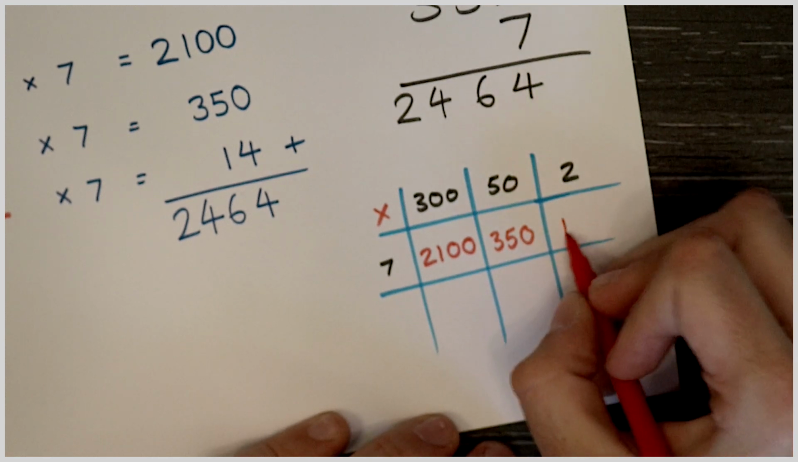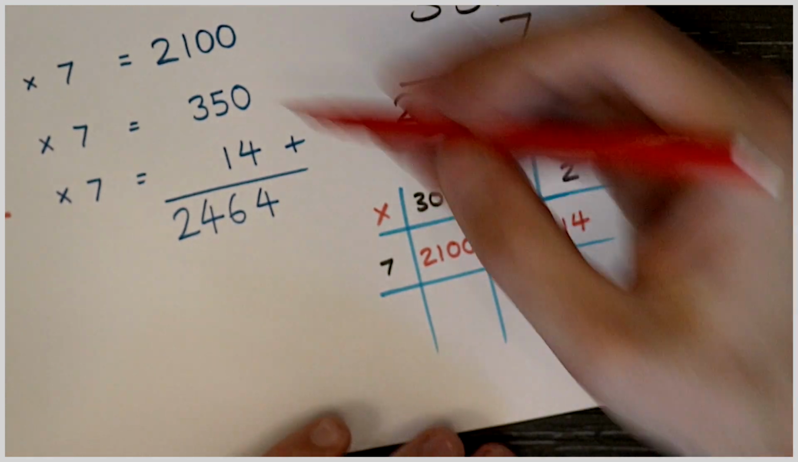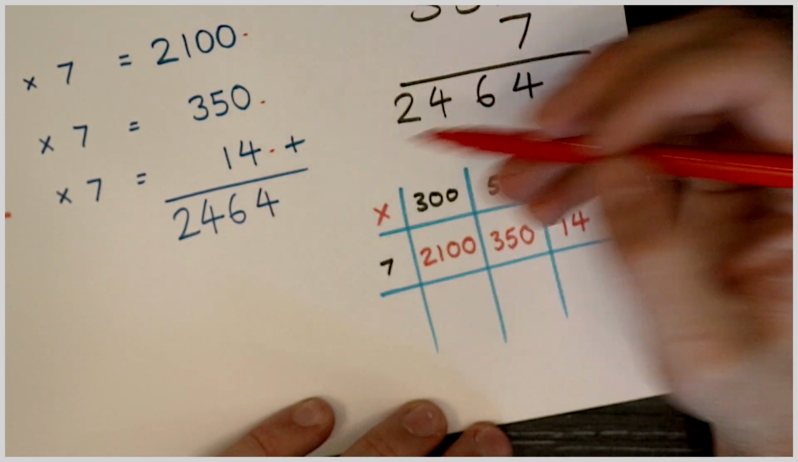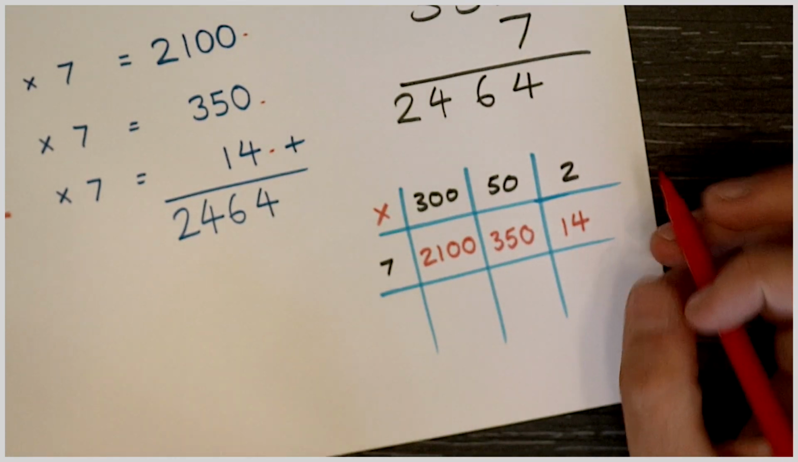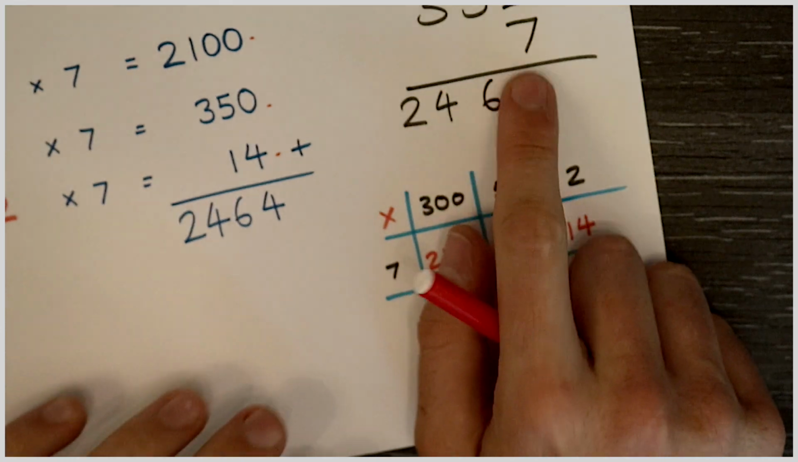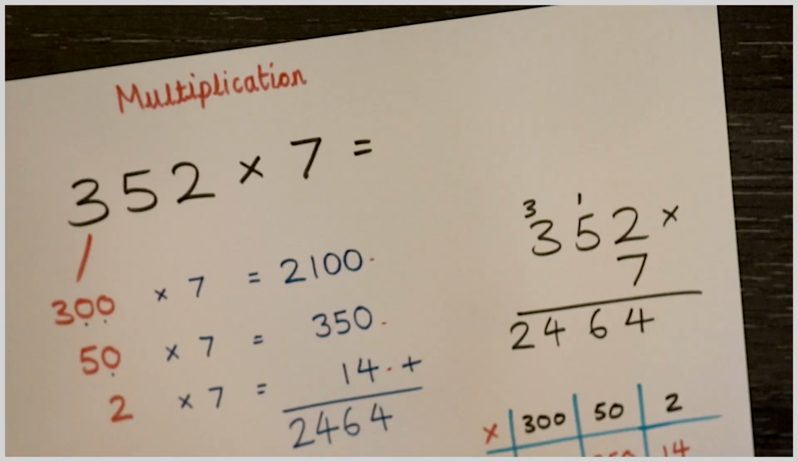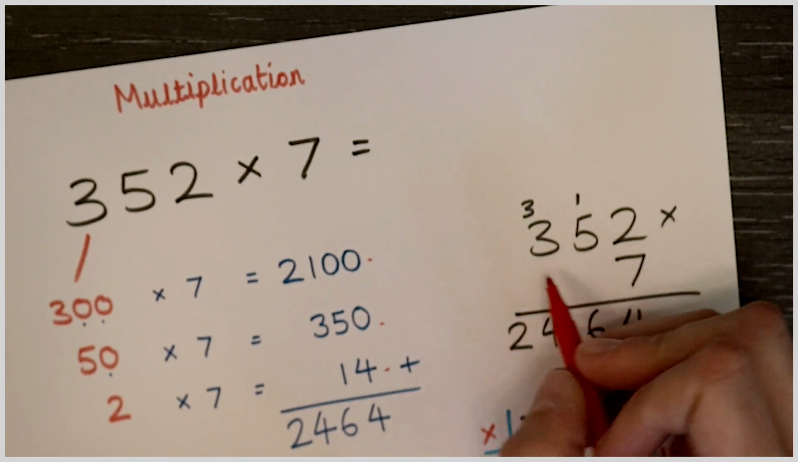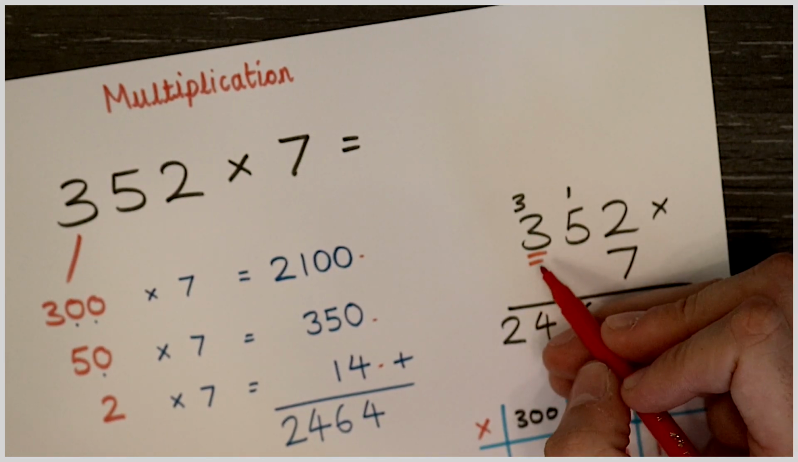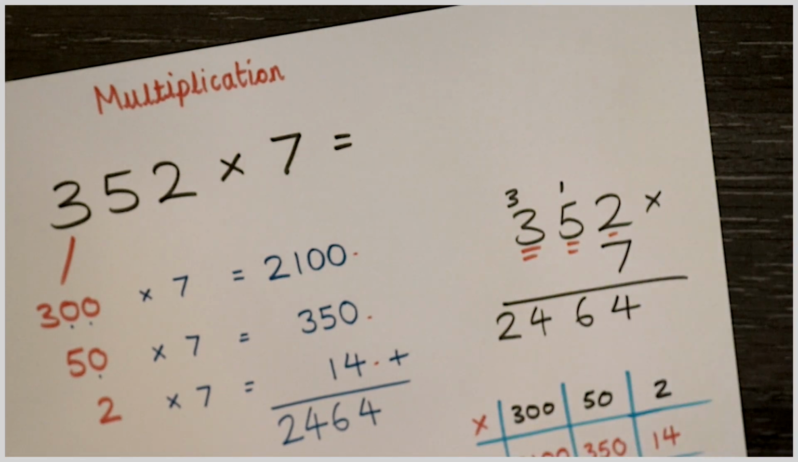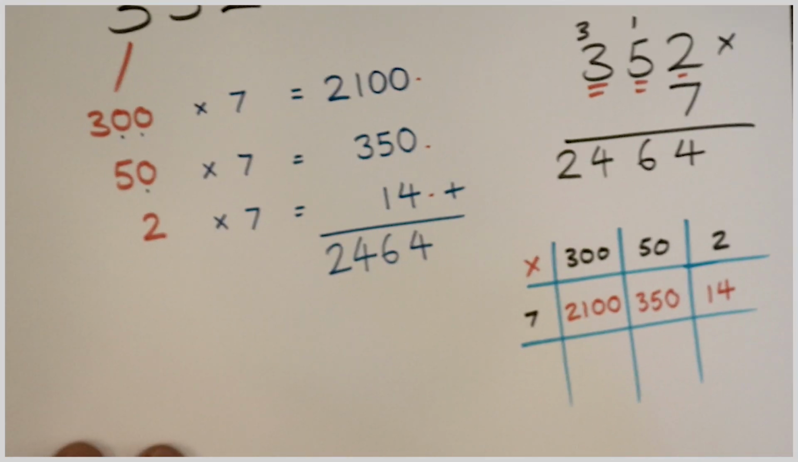And then 7 times 2 is 14. You've got the same answers as here, add them together, and you get the same answer, okay? So I personally like this one because this one is much quicker. However, it is important to still remember that this number here, for instance, is not a 3, it is a 300. This is a 50 and this is a 2. You have to remember your place value.